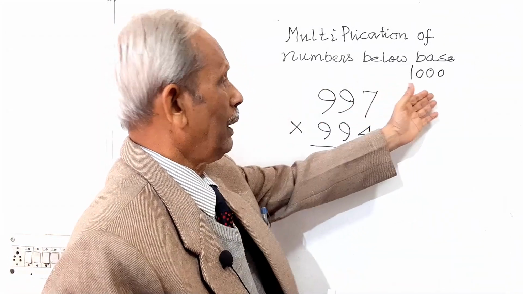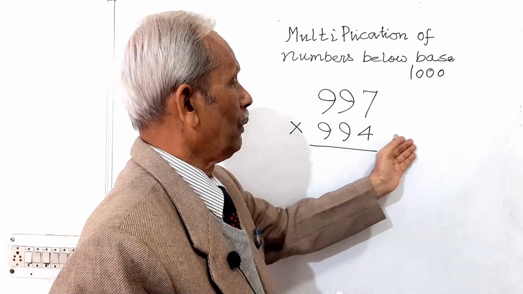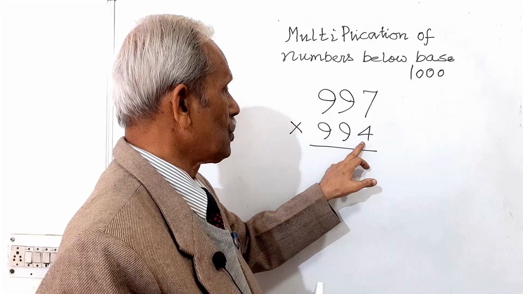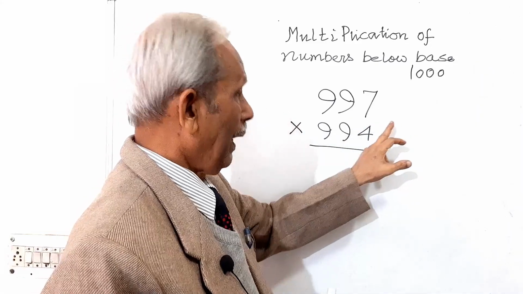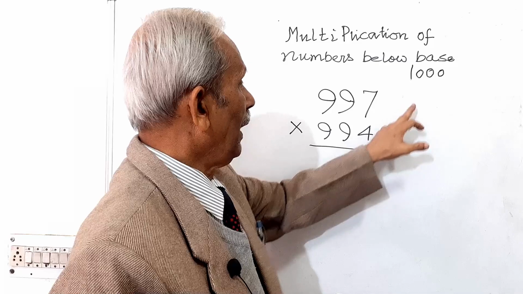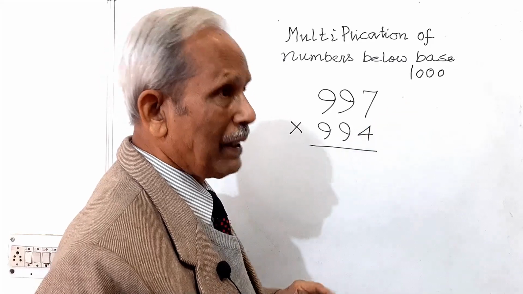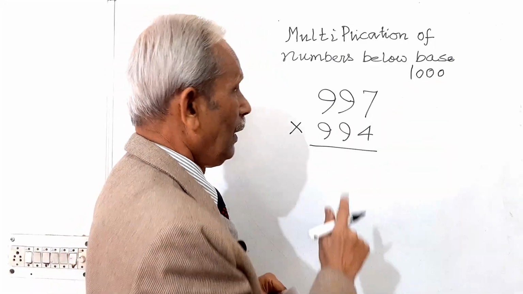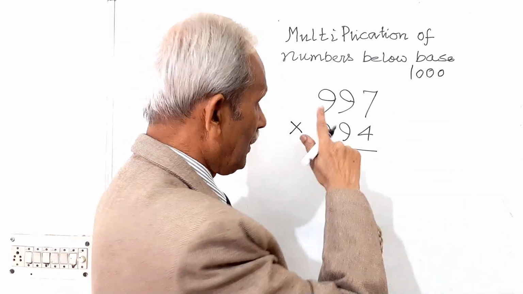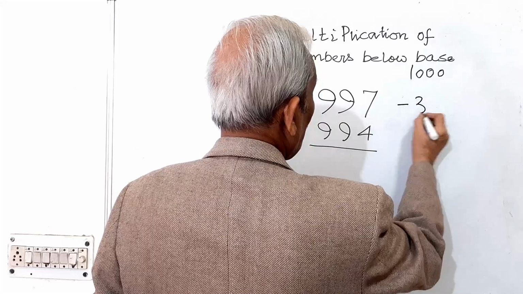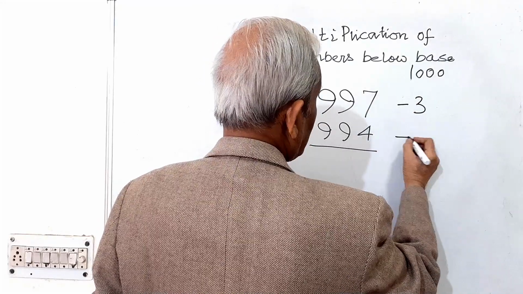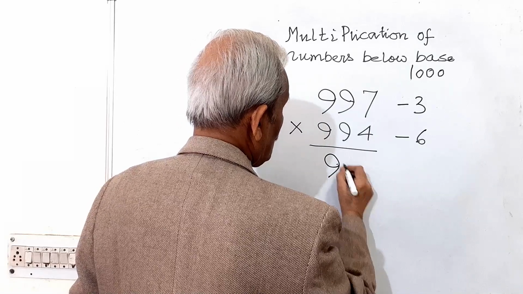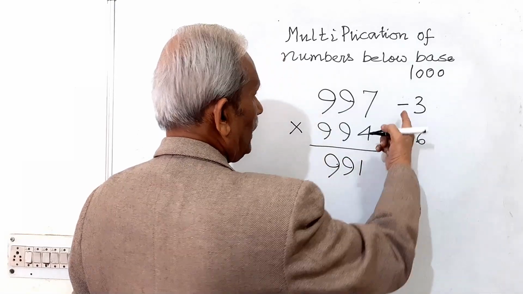997 minus 1000 is minus 3, 994 minus 1000 is minus 6. So there is 3 and there is 6. Now in this cross operation, 3 is reduced from 994, it becomes 991, and then there is 3 and there is 6. 3 into 6 is 18, right? But then there are 3 zeros, so what is to be done? We have to add 0 to make it 3 digits. Minus 3 and minus 6, it becomes 991.